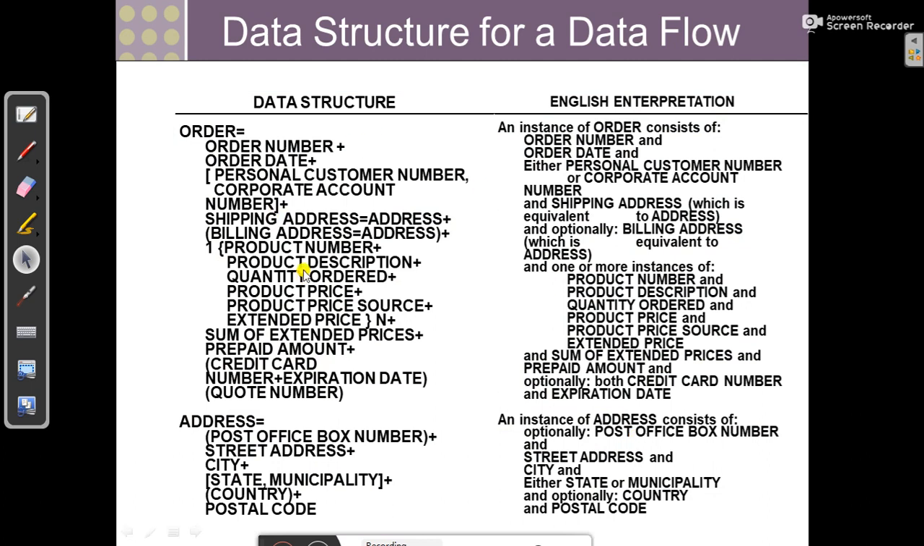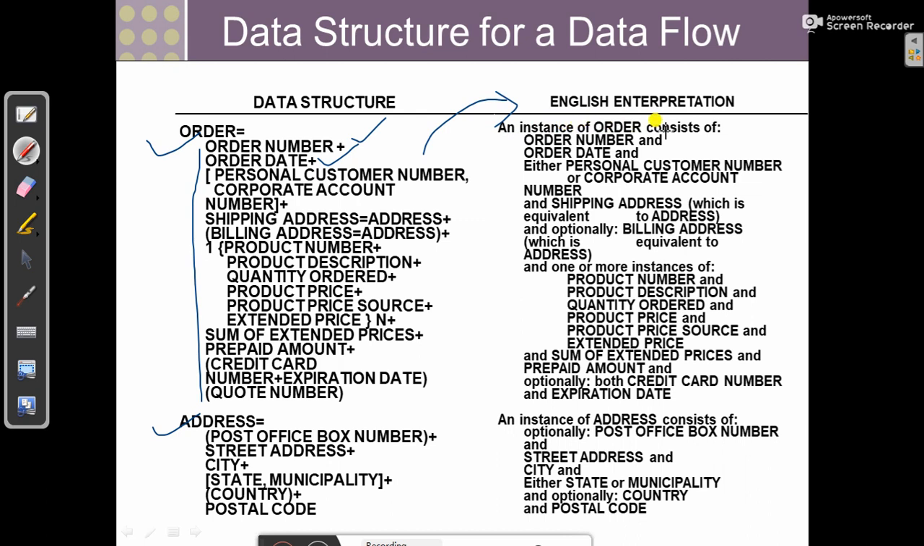So here you can see data structures. Here is a data structure. Order is a data structure, or address is a data structure. The data attributes contained here are order number, order date, personal account number, corporate account number, shipping address, and billing address. So all these are attributes, and these are with different notation.